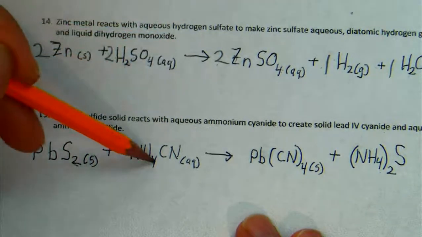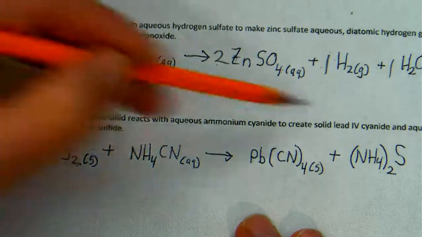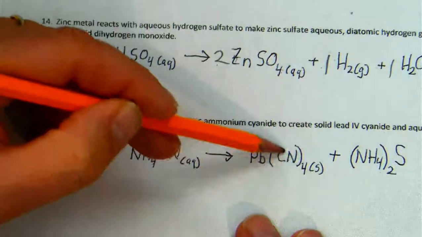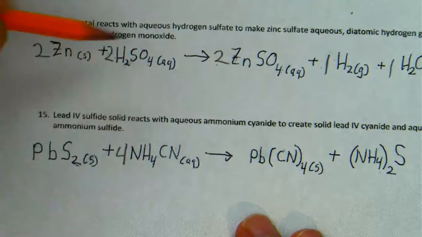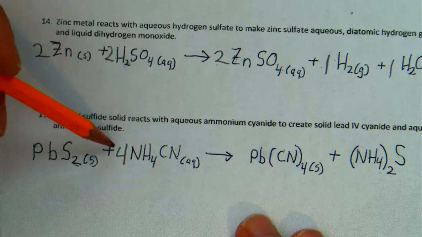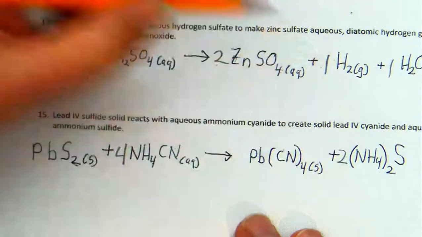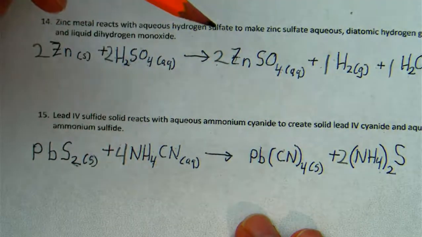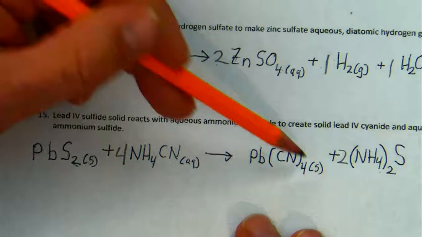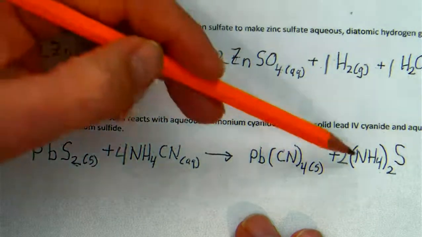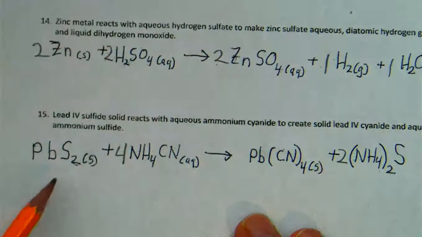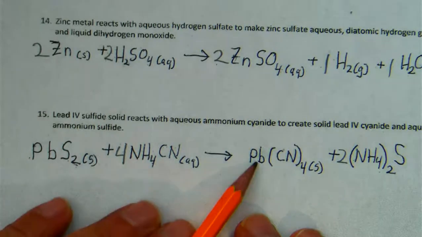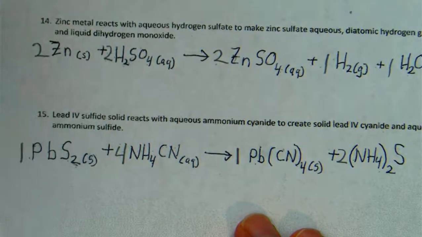Well, I see I have 1 ammonium on the left, I have 2 on the right. I also see I have 1 cyanide on the left, but I have 4 on the right. So let's put a coefficient of 4 in front of the ammonium cyanide reactant. That means I'll need a coefficient of 2 in front of the ammonium sulfide product. That gives me 4 ammoniums on both sides. That gives me 4 cyanides on both sides. Side effect, that gives me 2 sulfurs in the products. But as it turns out, I have 2 sulfurs in the reactants. I have 1 lead in the reactant, I have 1 lead in the product. So my claim is this is now a balanced chemical reaction.